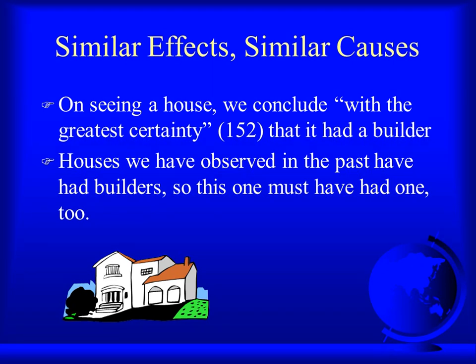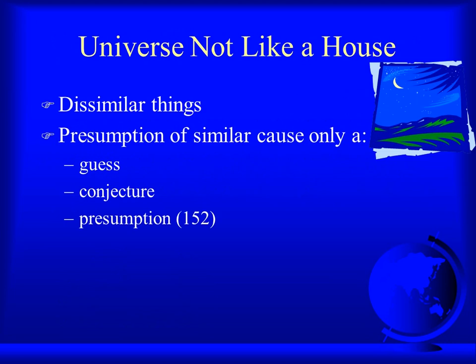On seeing a house, we conclude, and these pages refer to a text I used at the time up in Carroll County, where there was a long selection from Hume's dialogues, we conclude with greatest certainty that it had a builder, right? Houses we have observed in the past have had builders, so this one must have had one too. But Hume's point is, well, to what extent is the universe like a house? He thinks that we're comparing dissimilar things.